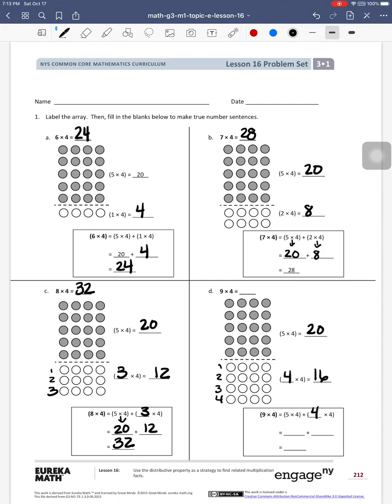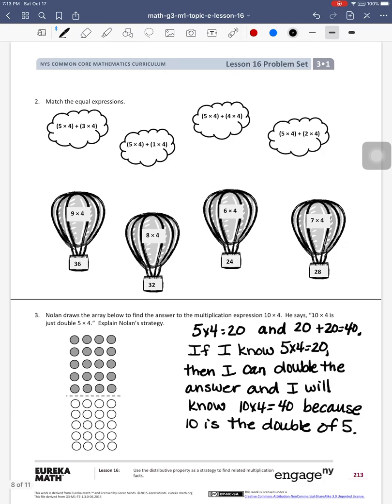And 5 times 4 equals 20, so we'll write that. 4 times 4 equals 16, so we'll write that there. 20 plus 16 equals, right, 36. Now let's check the back side.